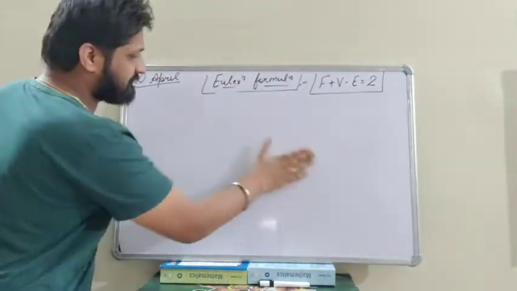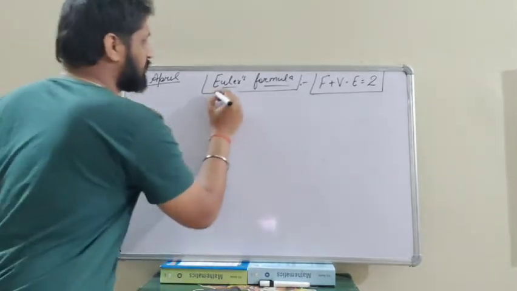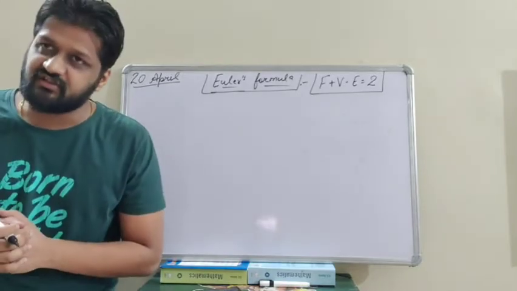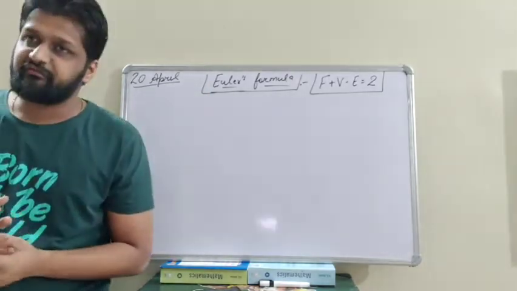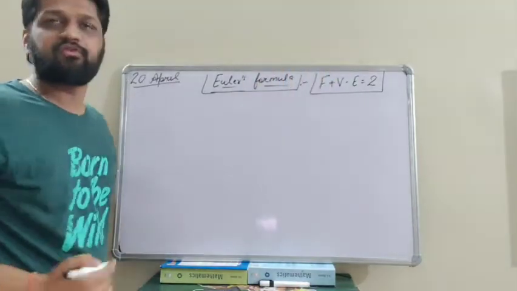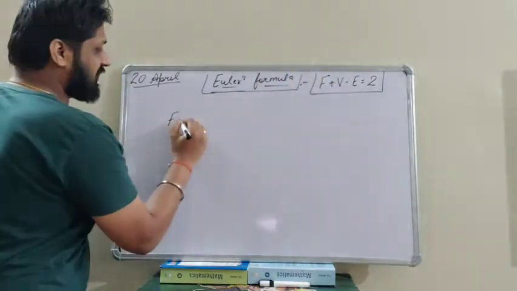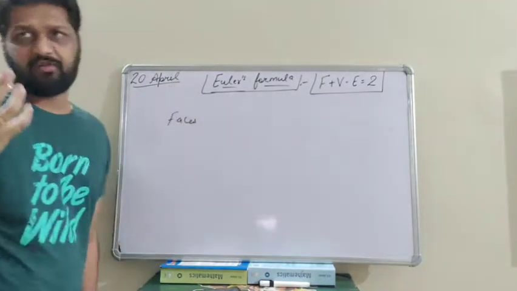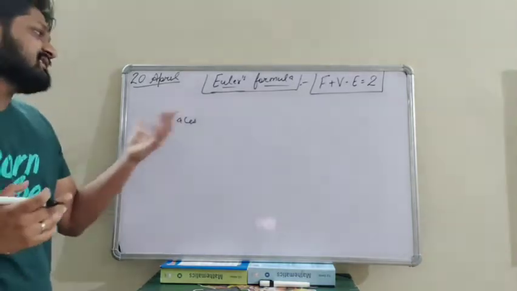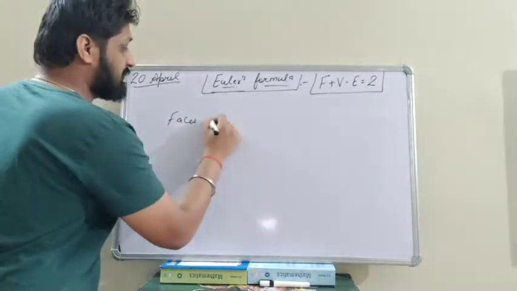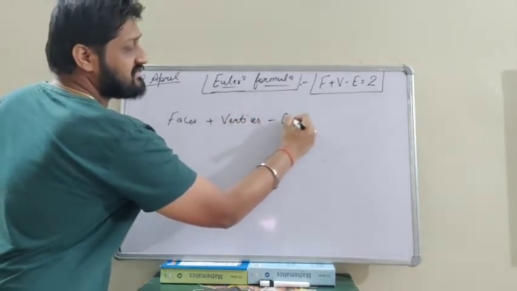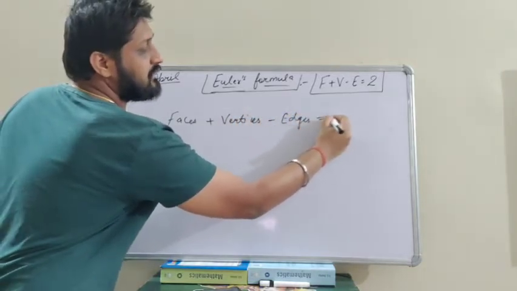What is this formula? Where did this formula come from? Was it needed, and what is its importance? Euler was a mathematician who derived a formula: F plus V minus E is equal to 2. Now what is F? F is the faces. Any solid shape, especially a three-dimensional figure, consists of faces. Then the vertices will be there, then edges, and that will be equal to 2.